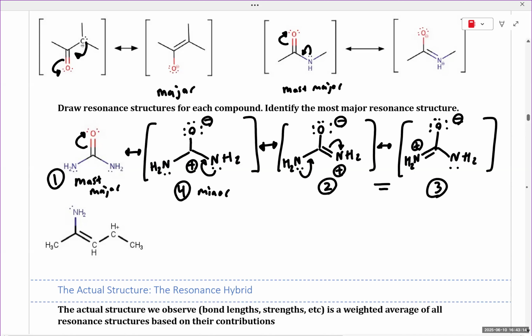I'd like you to try drawing out some resonance structures, this time for the following compound, and I'd like you to identify the most major resonance structure after drawing all of the reasonable resonance structures. So I'd like you to pause the video and work on that, and we'll discuss this momentarily.